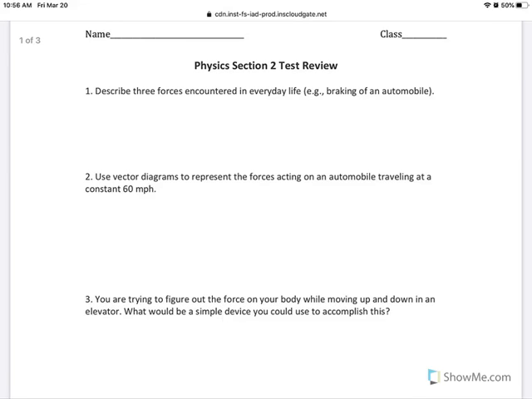So for this section, I'm not going to give you all the answers, but I'm going to try to clarify and give you some direction on some of the questions here. For example, questions 1, 2, and 3, it says, describe the three forces encountered in everyday life. I think you can do that one.